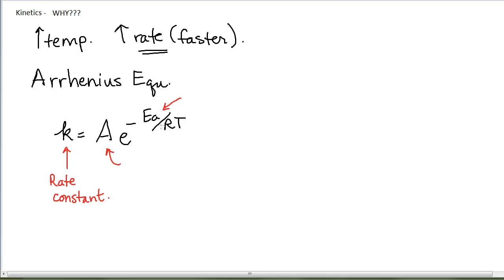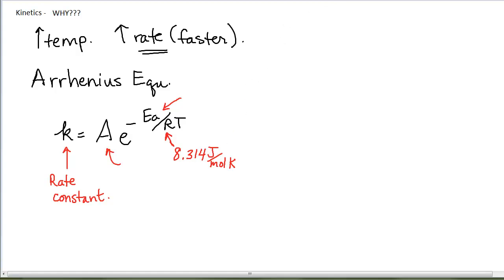Our activation energy is again that energy required to get over the energy barrier. R is my ideal gas constant, but it is in units of energy, so it's the 8.314 joules per mole per Kelvin, not the ideal gas constant that we use in PV equals nRT. It's the one that has units of energy.